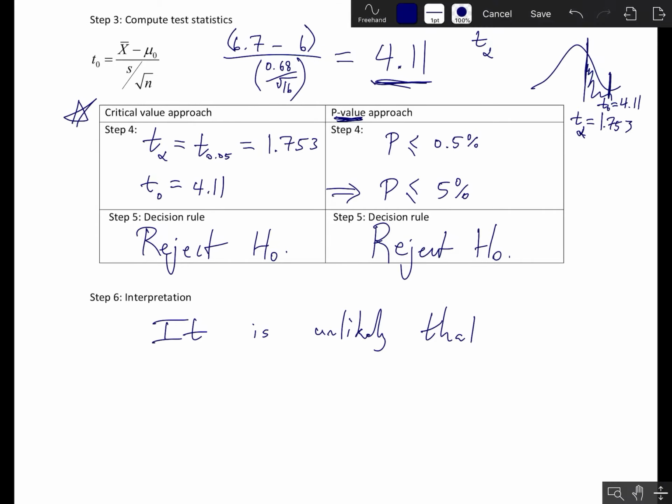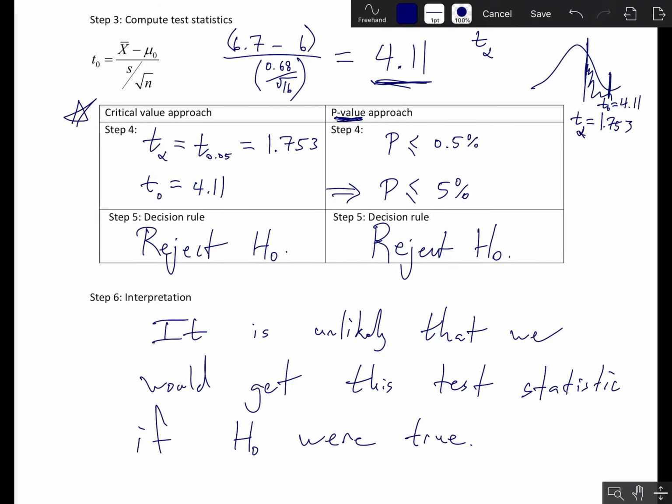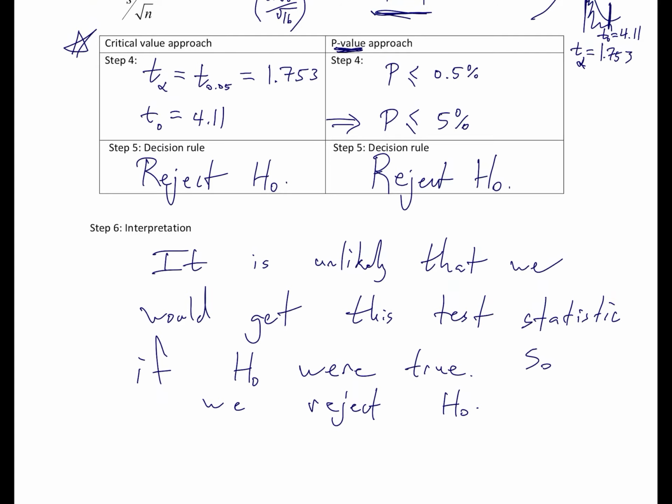And what we could say as our interpretation is it is unlikely that we would get this test statistic if H naught were true. Because remember, H naught says that we should be getting values near 6. Instead, we were getting values that were further to the right of that as our sample mean. So we reject H naught.